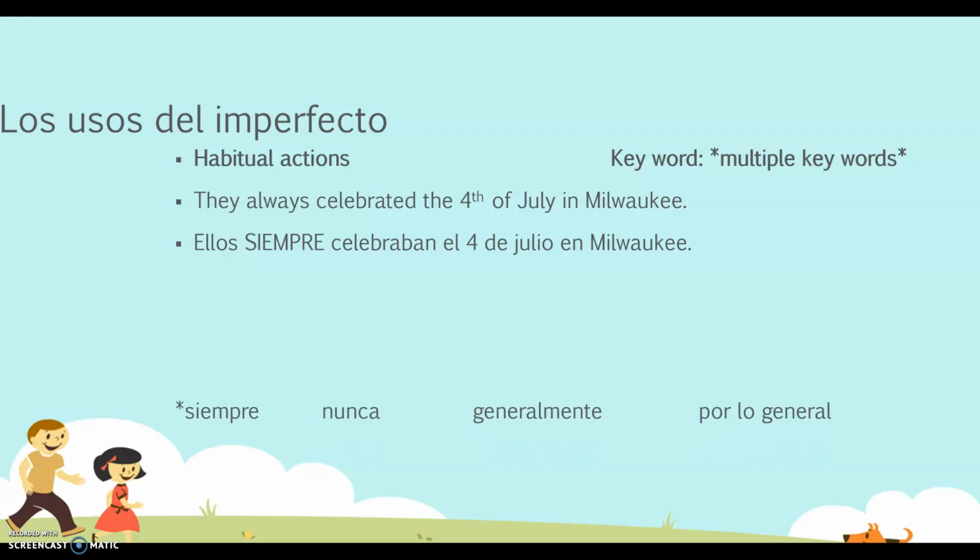So here are some of those keywords. Siempre means always, nunca means never, generalmente and por lo general both mean like generally. Cada blank would be like each day, okay, each Monday, each weekend. Todos los is going to be every. Frecuentemente is frequently, and a menudo is often.